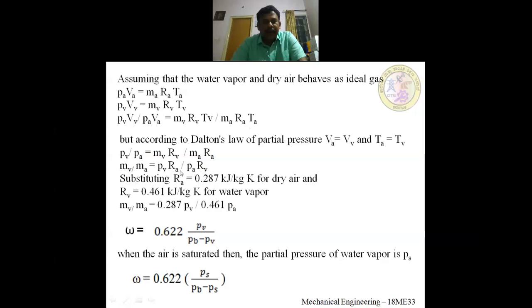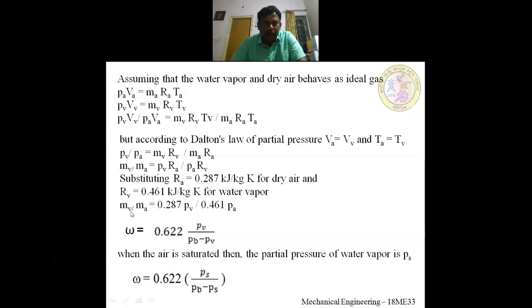So here PV RA by PA RV is there. You know what is RA? It is 0.287 for dry air, whereas RV is 0.461 kilojoules per kg Kelvin for water vapor. You have to remember these values, RA and RV. RA you know is a standard value, and RV you have to remember. Just put it in the equation for RA and RV and simplify. You are going to get mV by mA. I have written it as it is. RA by RV will become 0.287 PV by 0.461 PA.